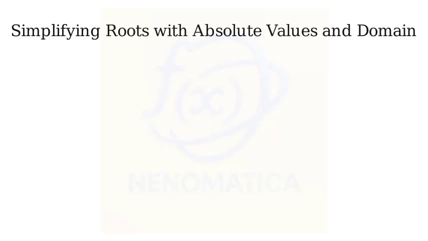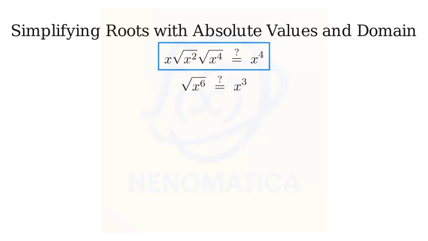In this lesson, we will simplify two expressions and make the domain explicit. Here are the two targets. 1. x times square root of x squared times square root of x to the fourth equals x to the fourth. 2. The square root of x to the sixth equals x cubed. We will prove these and state when they are true.